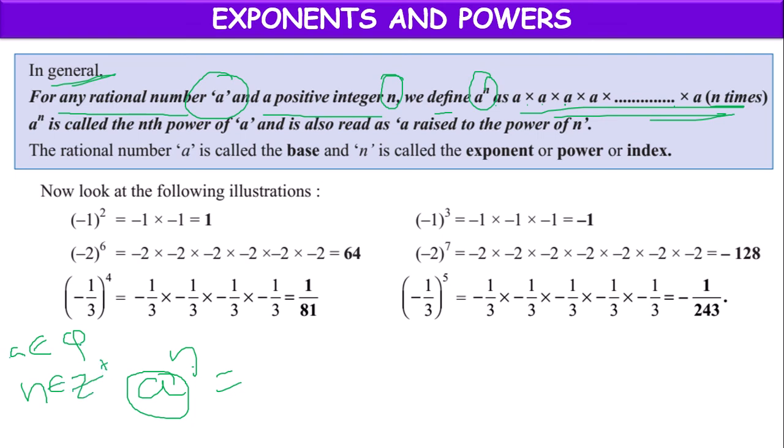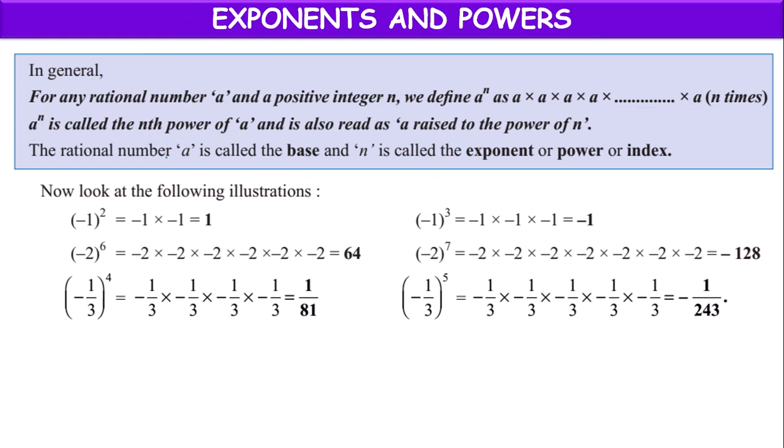If a belongs to rational numbers and n belongs to positive integers, then a power n can be defined as a into a into a into a, so how many times? n times. So n times we have to multiply. So this is the meaning of a power n. Here a power n is called the nth power of a.